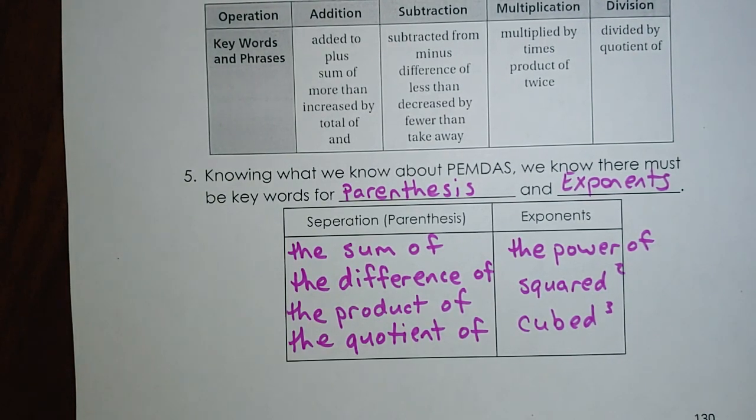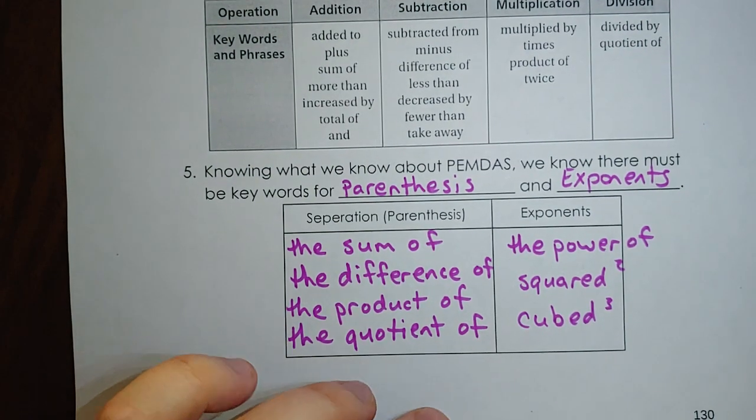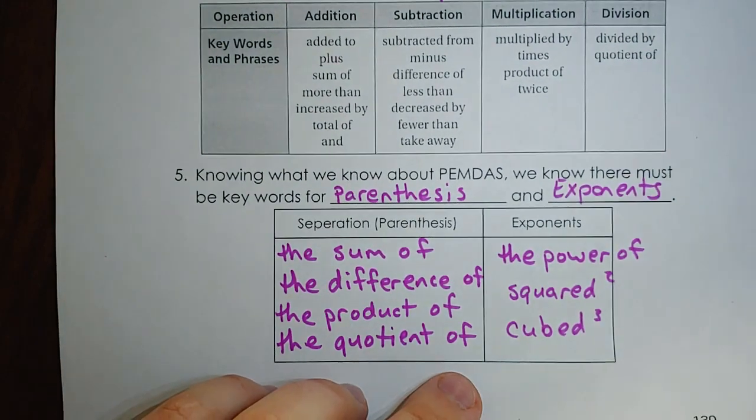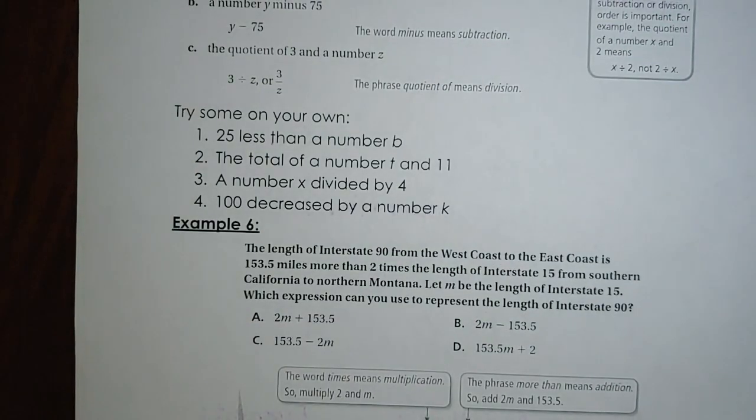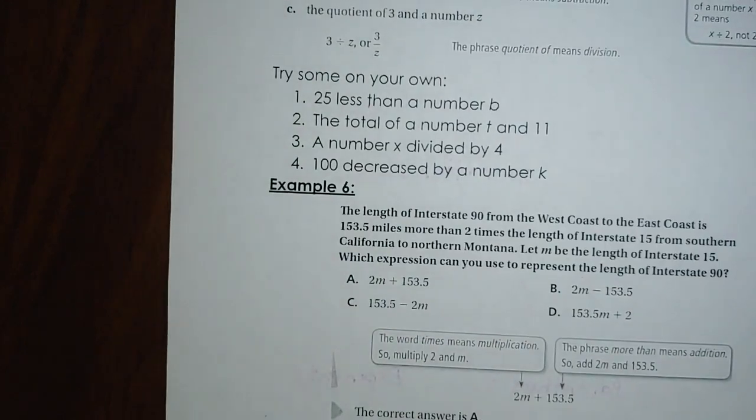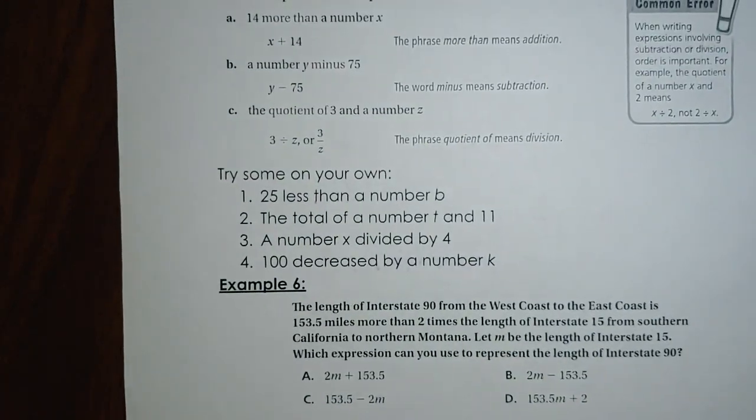All right. If you didn't get these notes, the video will be up in a little bit. So we're going to go on to page 131. Page 131 if you're just getting here. We have an example, 3 through 5. Write each phrase as an expression.